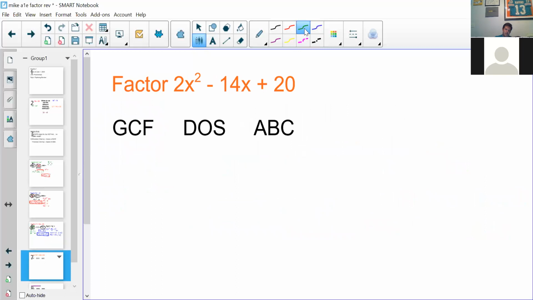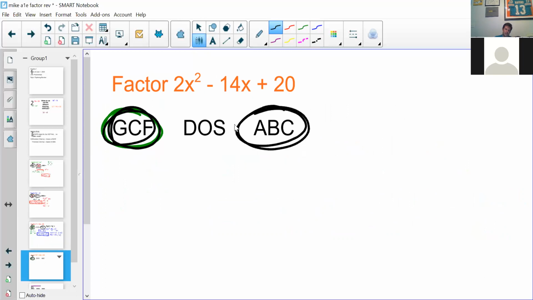All right, the next one looks similar to the last one because we see three terms. This does say the word factor, so we want to make sure that we're checking for a GCF. There are not two terms, but three terms, so we're going to at least check for the ABC method once we get done with this. Take a look at the GCF here, if there is any. I've got 2x squared, a negative 14x, and a positive 20. When it comes to the variables, that 20 does not have a letter x, so that's a problem.